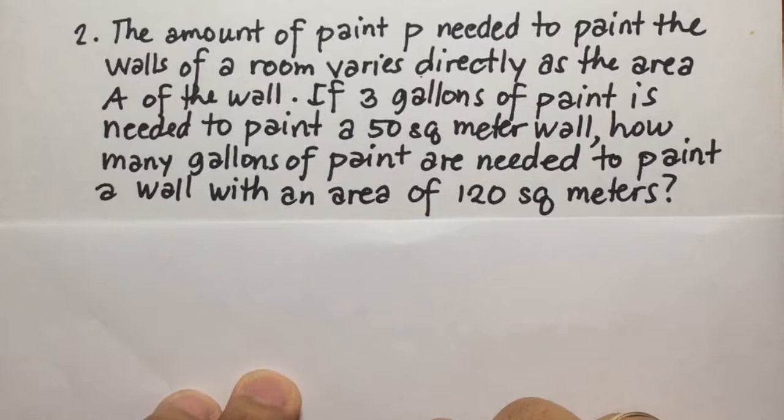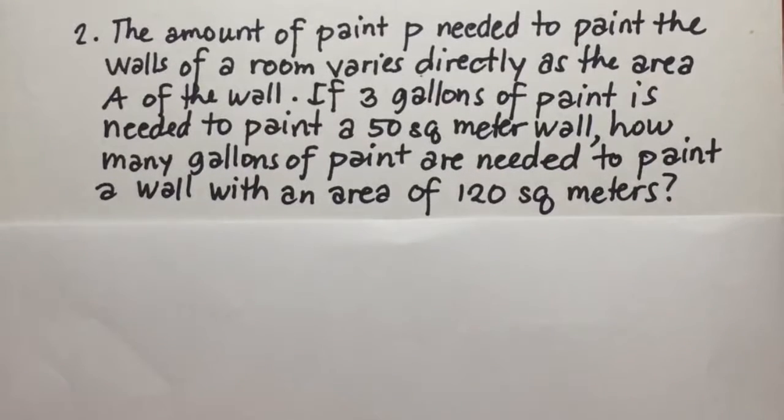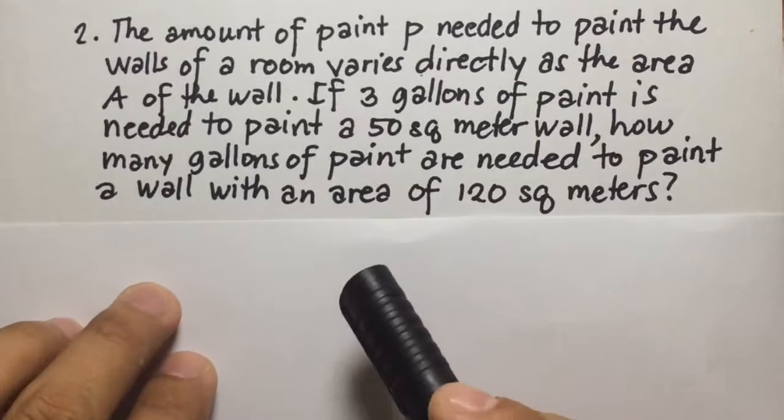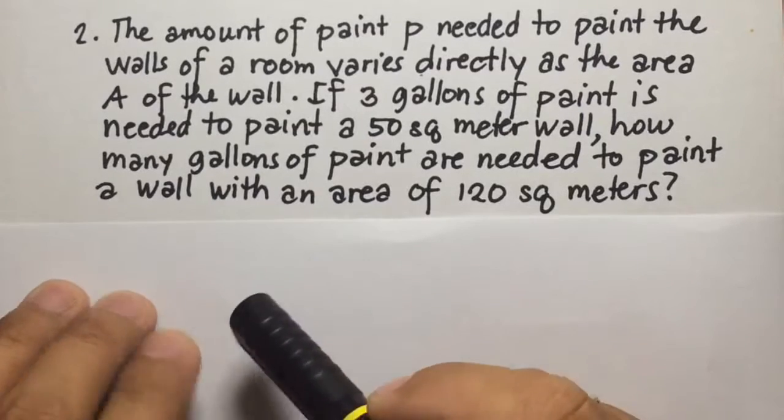Example number 2. The amount of paint P needed to paint the walls of a room varies directly as the area A of the wall. If 3 gallons of paint is needed to paint a 50 square meter wall, how many gallons of paint are needed to paint a wall with an area of 120 square meters? So this is another example of a direct variation word problem. We can just solve this one using a proportion.